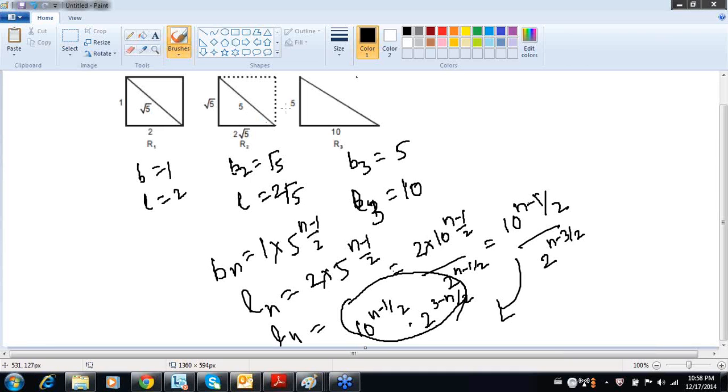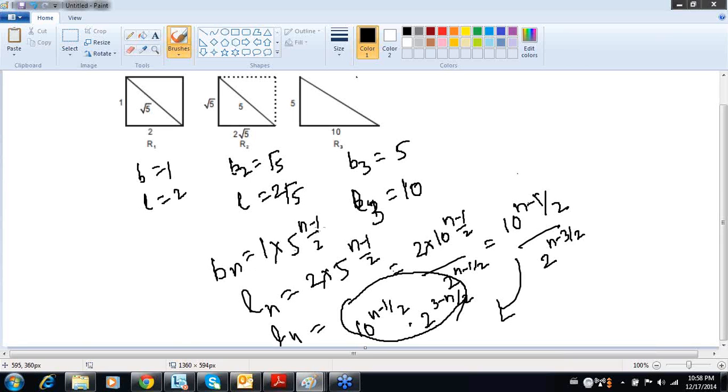Similarly, continue to the next one. So in this, the diagonal 5 will become the breadth of the next rectangle, as asked in the question. Length and breadth are in the ratio 2:1. Just read the question once again. So if breadth becomes 5, length becomes 10. Again, the diagonal will be under root 125. Okay. So if you continue the same way, breadth for the nth term will be what?